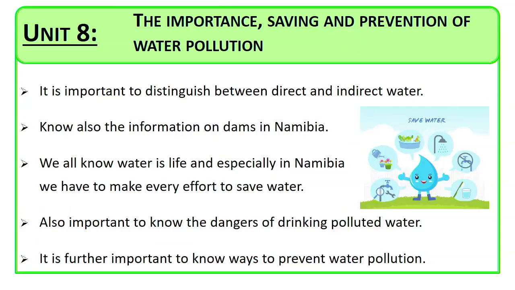Unit 8. The importance, saving and prevention of water pollution. It is important to distinguish between direct and indirect water. Know also the information on dams in Namibia. We all know water is life, and especially in Namibia, we have to make every effort to save water. Also important to know is the dangers of drinking polluted water. It is further important to know ways to prevent water pollution.